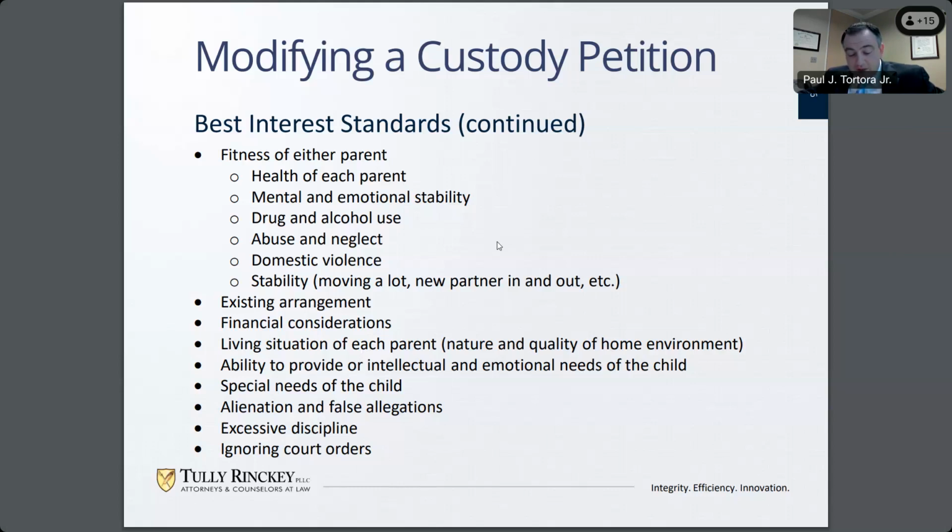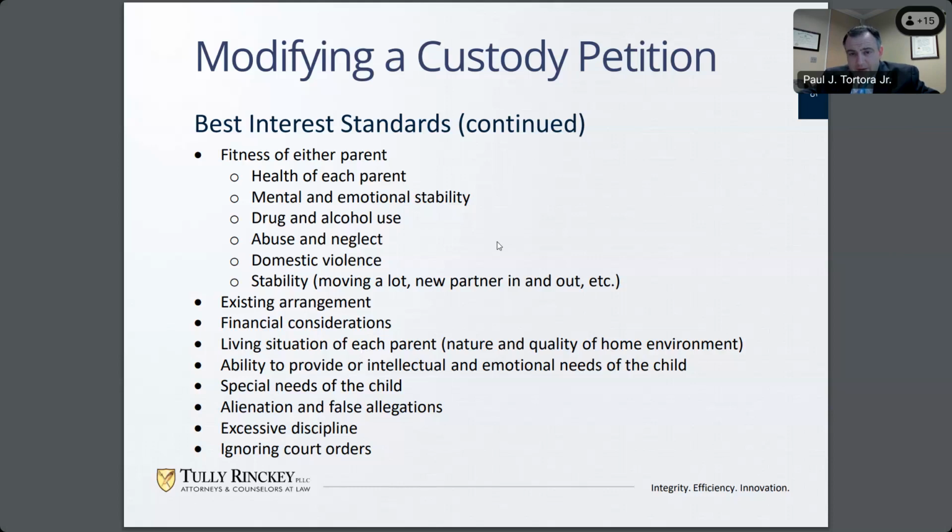Drug and alcohol use, as we talked about. Abuse and neglect. Has there been any CPS investigations? Have there been any charges brought for abuse and neglect? Any allegations involving the child? Domestic violence: again, what the court's really looking at there is if the children were home, if they witnessed it, if they were affected by it, is going to be the important thing there.